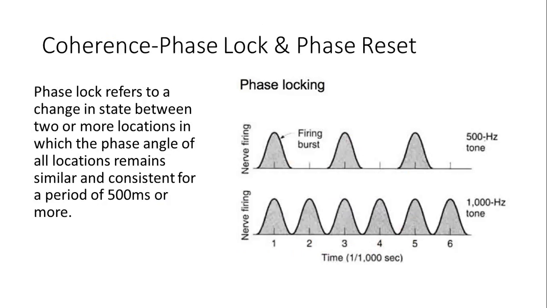There's also something called phase lock and phase reset, which you should be aware of because it's becoming discussed more and more in neurofeedback, and will be in the future, no doubt. Phase lock refers to the change in state between two or more locations in which the phase angle of all locations remains similar and consistent for a period of 500 milliseconds or more. That's actually what coherence is, and I'll get into that in a minute. But phase locking is that you have one nerve firing at this one rate. You can see it's going up and down, and then you have another nerve firing at another rate, and by nerve we mean a neuron.